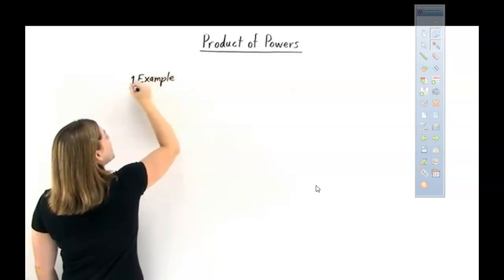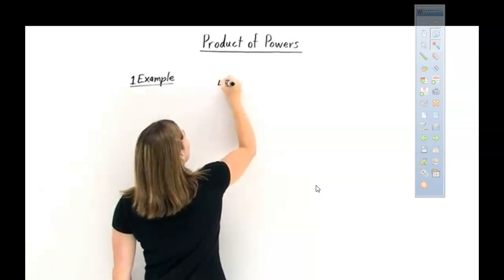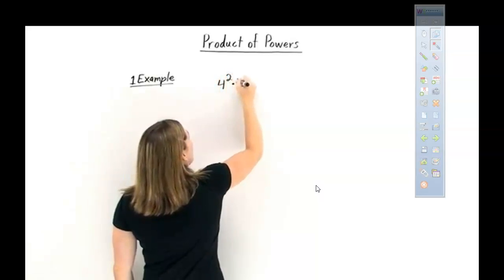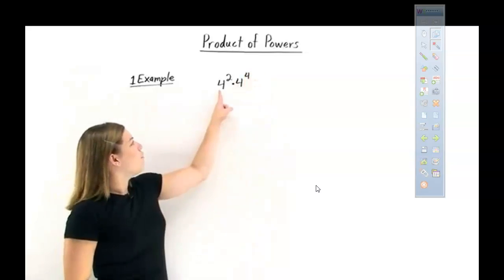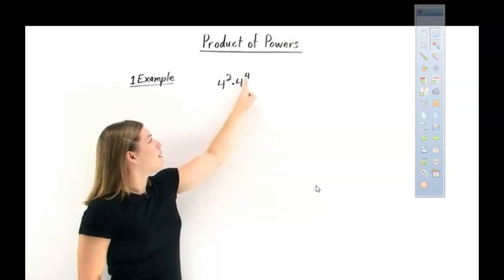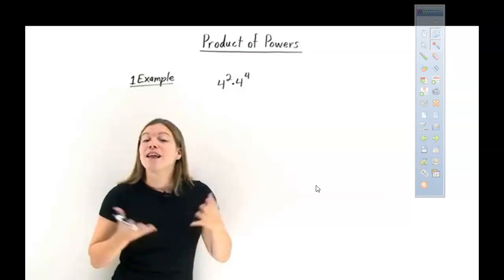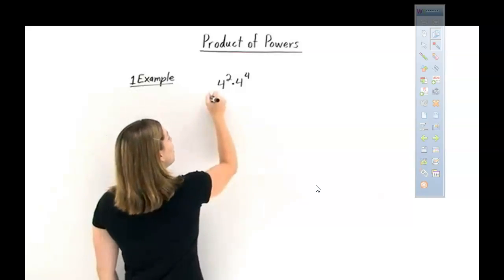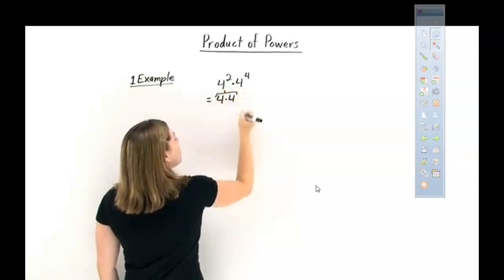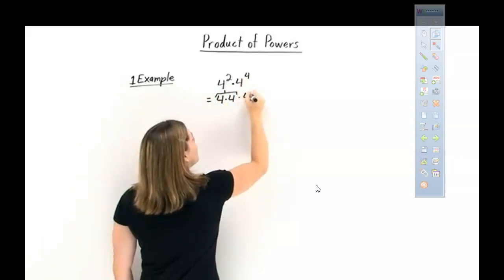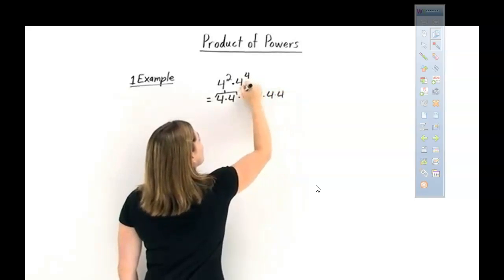Let's perform a multiplication, and we'll throw in some exponents while we're at it. Let's say that we have 4 squared, and we want to multiply that by 4 to the 4th. So we're taking 4 and squaring it and multiplying it by 4 to the 4th power. Now in order to simplify this problem, let's expand everything out. 4 squared is the same as taking 4 times 4. And 4 raised to the 4th power is the same as multiplying 4 together 4 times.